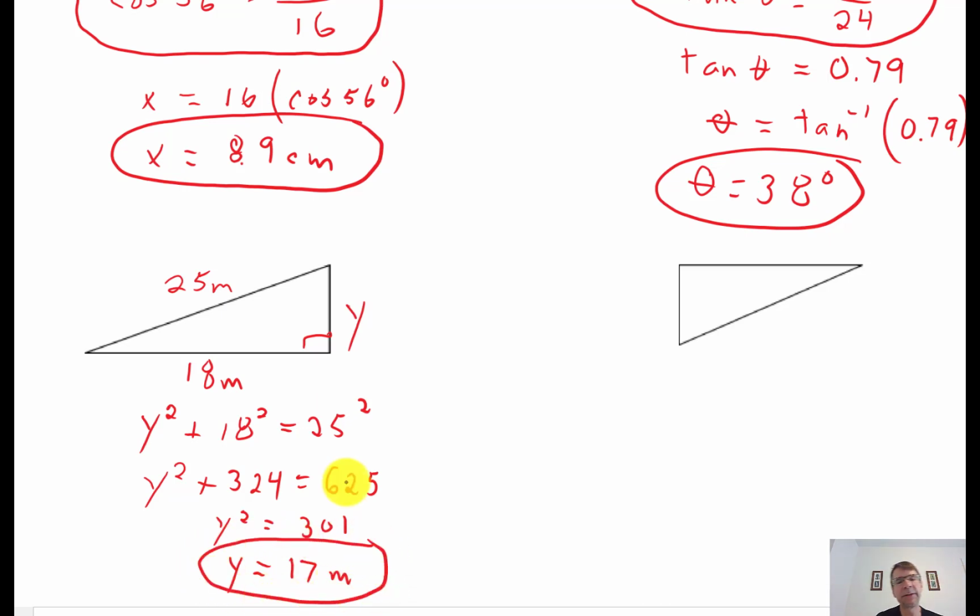All right, so that wasn't even sine, cosine, or tangent. It's a review of the Pythagorean theorem. So watch out for that.